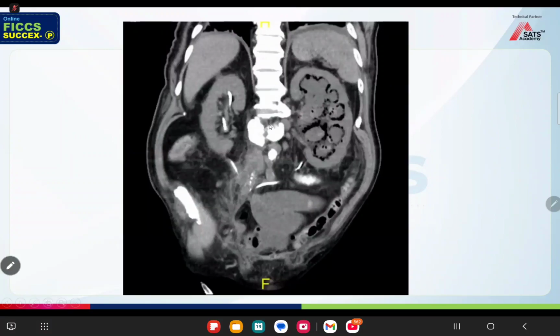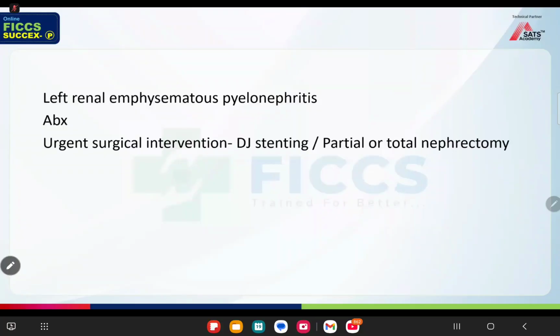So this, you rightly mentioned, is a CT KUB with contrast, okay? And that is showing your emphysematous left kidney with emphysematous pyelonephritis. The organisms responsible for it are E. coli and Klebsiella, most common. We have to give appropriate antibiotics and urgent surgical intervention, including DJ stenting or partial or total nephrectomy, depending upon the patient's condition and appropriate treatment once the urologist feels so.